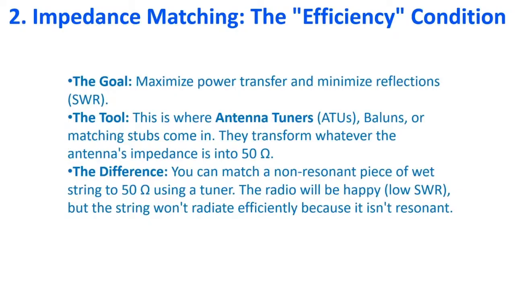This is where antenna tuners, baluns, or matching stubs come in. They transform whatever the antenna's impedance is into 50 ohms. You can match a non-resonant piece of wet string to 50 ohms using a tuner. The radio will be happy because of low SWR, but the string won't radiate efficiently because it is not resonant.